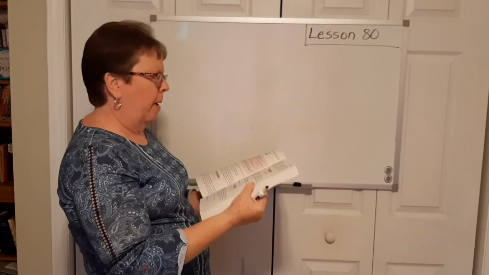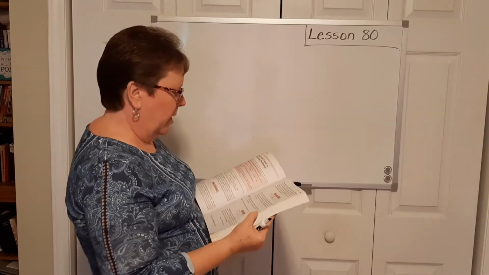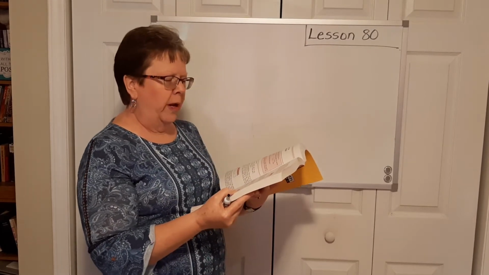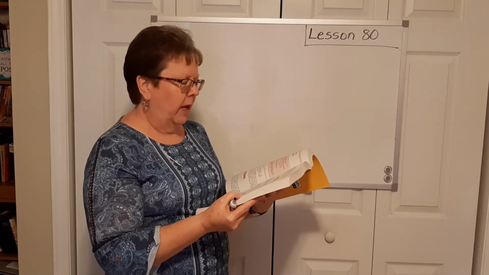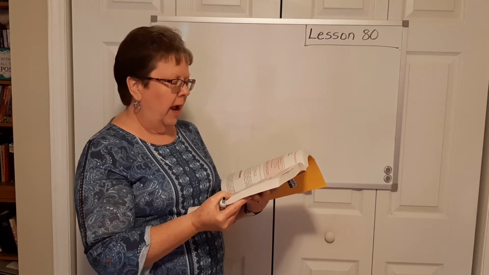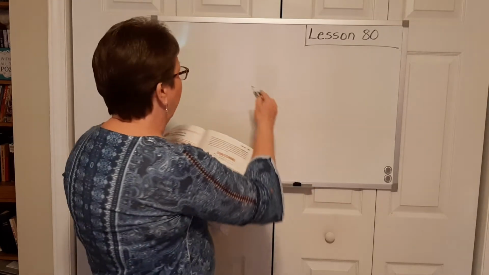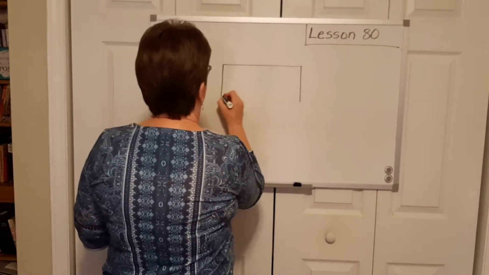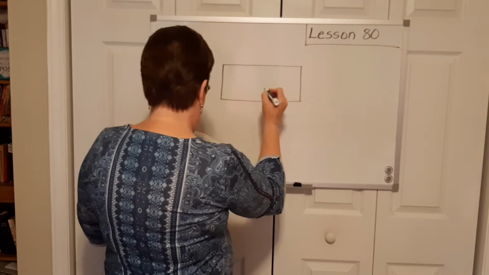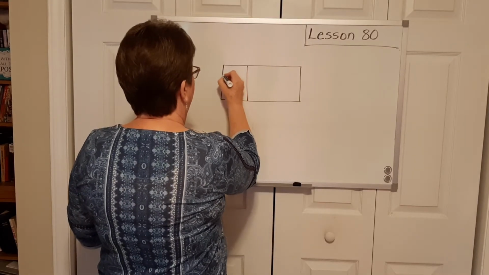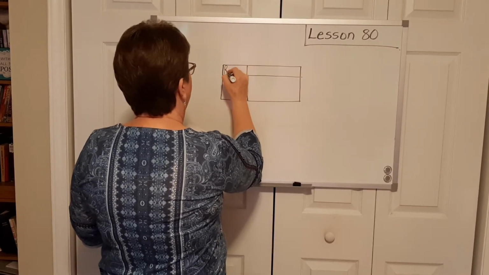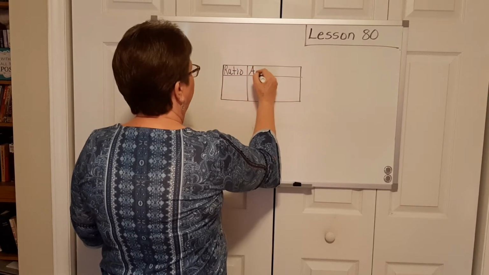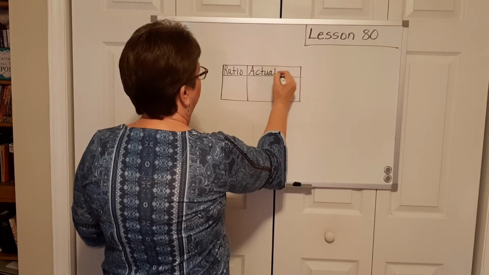This time I'm on page 425 with the next example. It says, sadly, the ratio of flowers to weeds in the garden was 2 to 5. If there were 30 flowers in the garden, how many weeds were there? First of all, I want to make my chart again. That's very helpful if you make a chart for yourself. We'll have this column be our ratio, and this column will be the actual count, the actual amount.